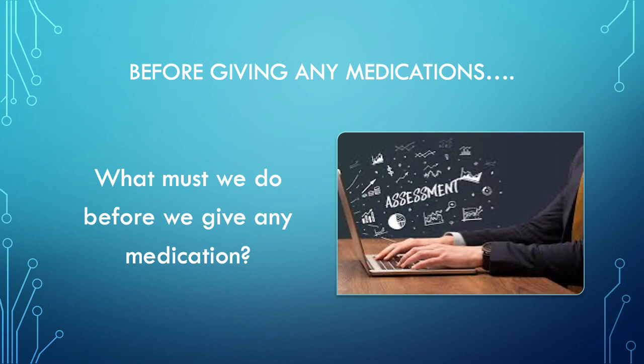So, for example, let's say we're going to give an antihypertensive. What should we be checking? If you said blood pressure, you're absolutely correct. Now, if you have an antihypertensive that also affects the heart rate, then we need to assess both the blood pressure and the heart rate. It's very important that you check this before you administer the medication, not after.